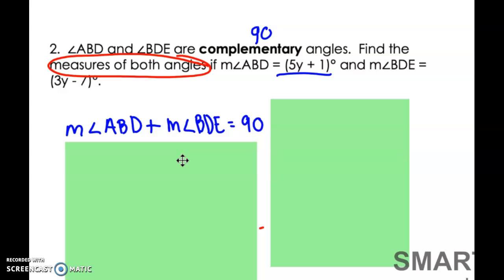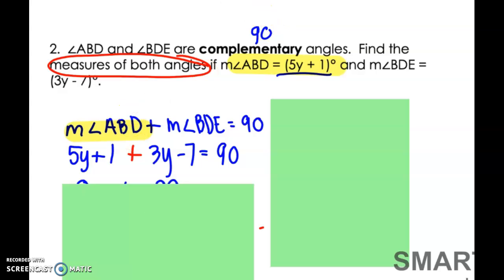Then you're going to substitute in the expressions for those angles. The measure of angle ABD from the problem is 5y plus 1, so everywhere I see ABD, I'm going to substitute in the expression 5y plus 1. The measure of angle BDE is equal to 3y minus 7 degrees, so I'm going to substitute in that expression, 3y minus 7. Now I have an algebraic equation that I can solve: 5y plus 1 plus 3y minus 7 equals 90.